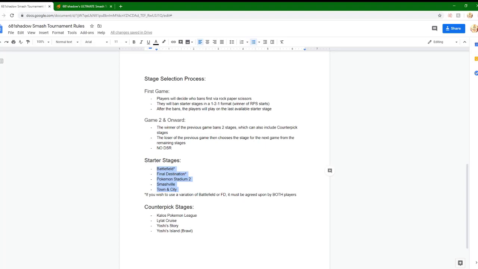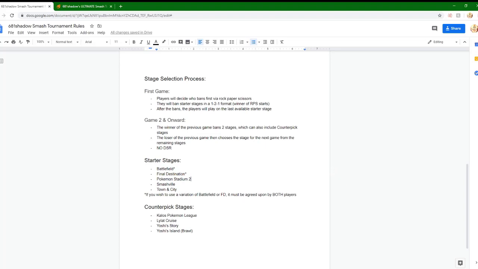So let's say player A wins rock, paper, scissors against player B. Player A will ban one stage from this list of five starter stages. Let's say player A bans Smashville. That means Smashville cannot be chosen as the stage to play on in that set. Then let's say player B bans Final Destination and Town and City, getting rid of those two stages from the list. And then lastly, player A bans Battlefield, which means that the only playable stage left is Pokemon Stadium 2, so that's the stage they would play on for game 1.